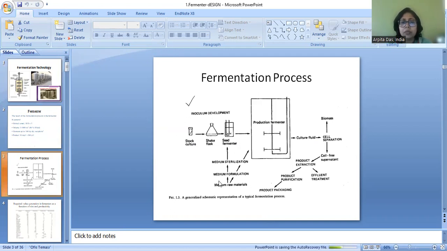Now, media formulation. You can see here medium raw materials. So we are supposed to choose the raw material accordingly, and then we have to formulate the medium. We have to understand what type of microorganism is being used in this process and what the time of fermentation should be. Based on that, we should create a medium. The cheapest carbon source, nitrogen source, and minerals have to be added in the medium so that the microorganism can utilize them properly.